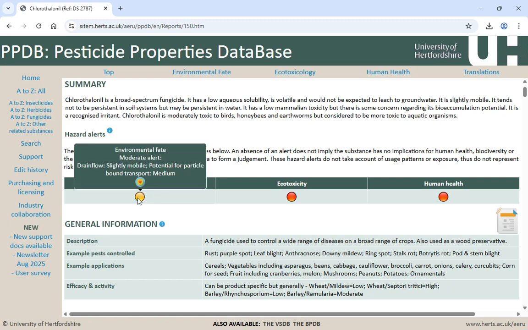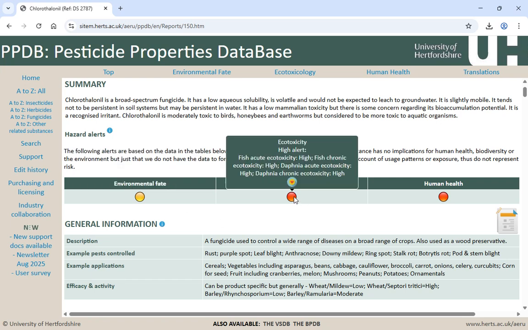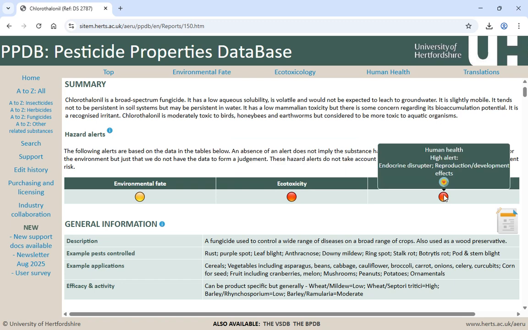And when you hover over them, it gives you the issue that's actually the point here. So it's saying there's a moderate alert for drain flow being slightly mobile, and also potential for particulate bound transport being medium as well. Likewise for ecotoxicity, again high alerts for fish acute and fish chronic and Daphnia and so on. And for human health, it's been flagged up as an endocrine disruptor and also has reproduction and development effects.